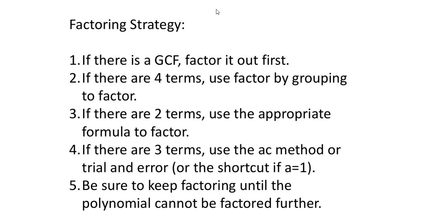If there are three terms, use the AC method or trial and error, or the shortcut if a is equal to 1. Be sure to keep factoring until the polynomial cannot be factored further.